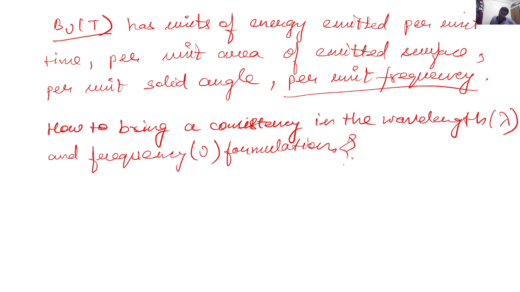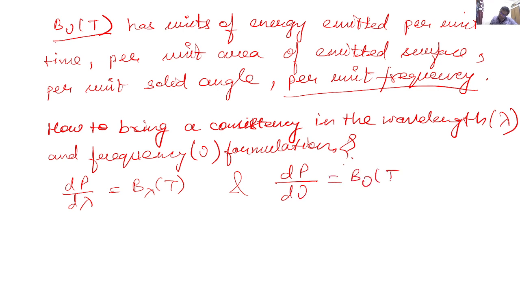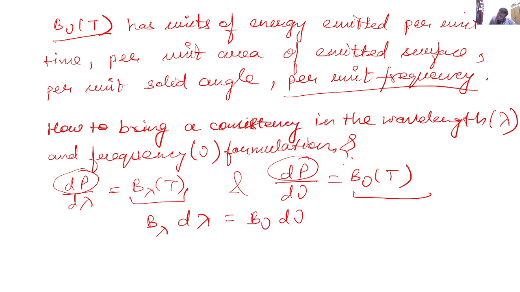Okay, so the thing was that dp by d lambda, let's just go back to the basic formulation, was equal to b lambda t, and dp by d nu was equal to b nu t. So how do we bring about a consistency? Let's just equate dp at both the sides. So we will get b lambda d lambda, I'm just not writing b lambda t and b nu t for the sake of some conciseness, equal to b nu d nu. This is fundamental again.